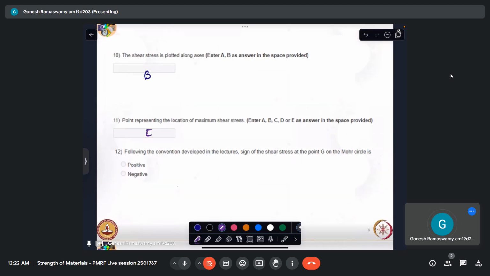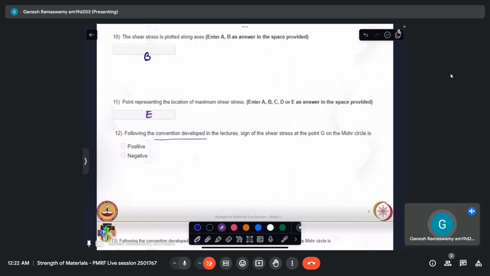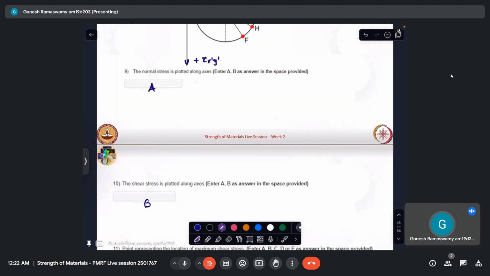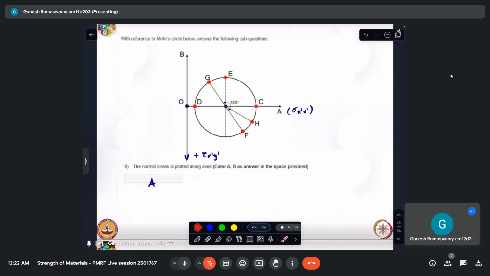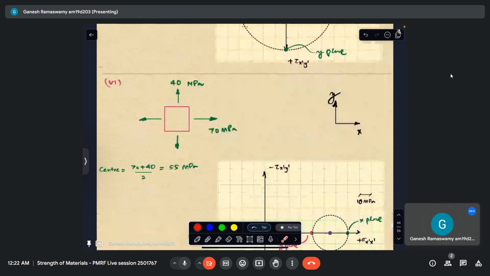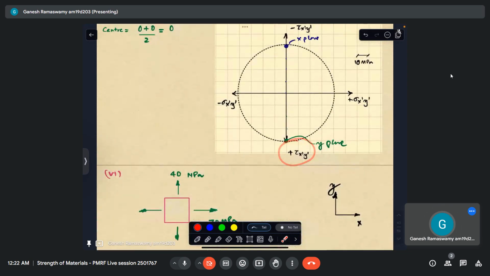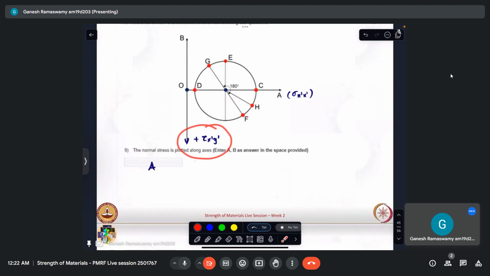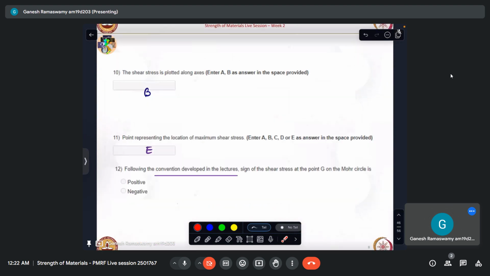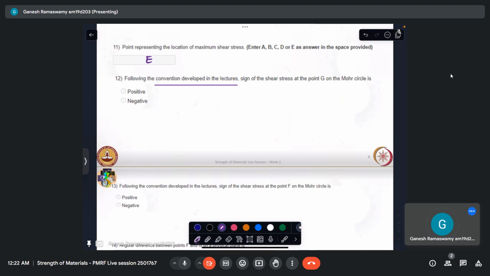So this is E. Following the convention developed in the lectures, as we have just discussed in the previous questions, the sign of the shear stress at point G of the Mohr circle is what? The sign of the shear stress at point G. So we can clearly see in all our questions the conventions that we have followed, that positive shear stress points downward. So at point G, the shear stress is negative.